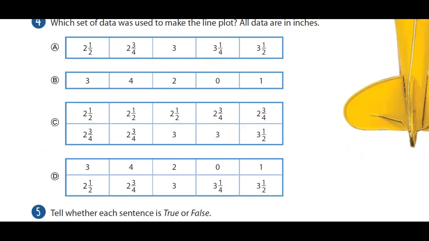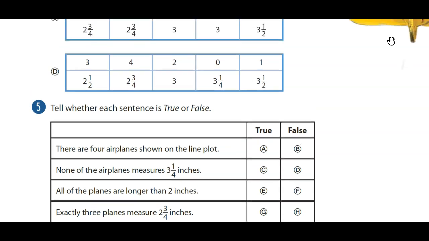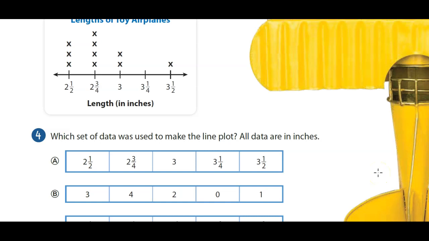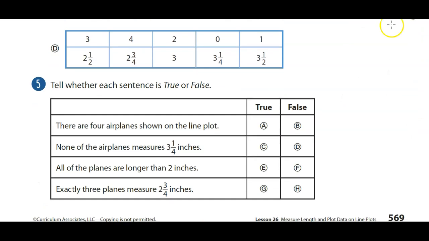Let's see what 5 says. All right. So you have the chart with you, okay? It says there are 4 airplanes shown on the line plot. Okay? Let's go back to the line plot. Are there only 4 X's there? No. How many X's are there all together? 10. You sure? Yes, 10. So is the first one true or false? False.